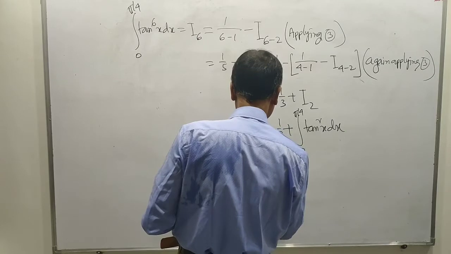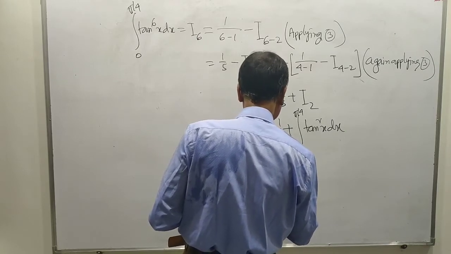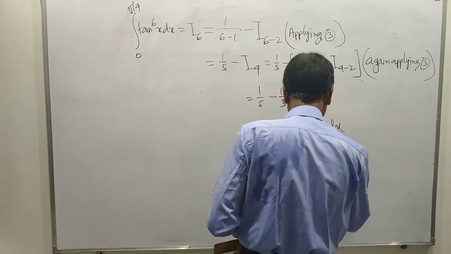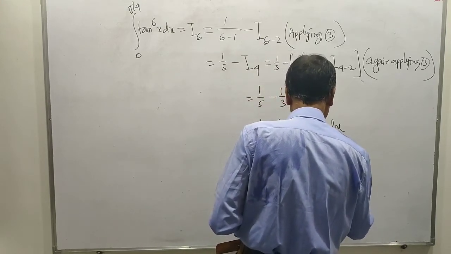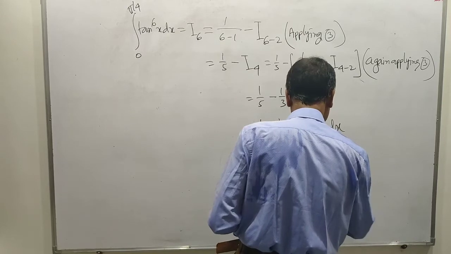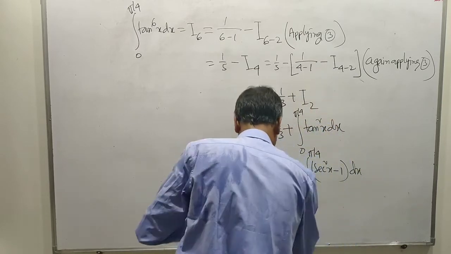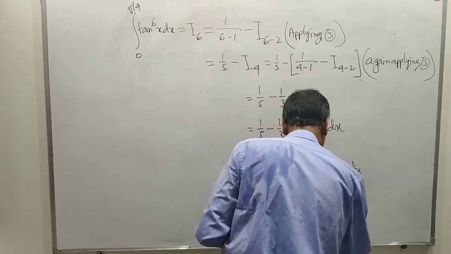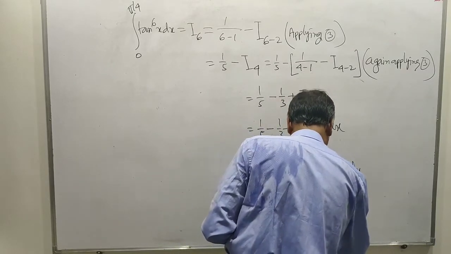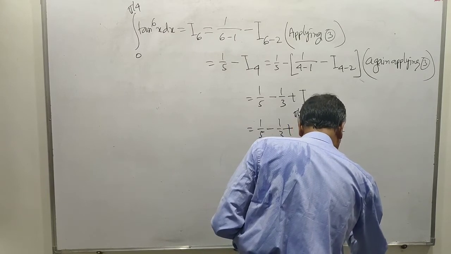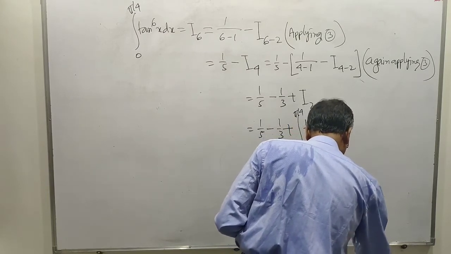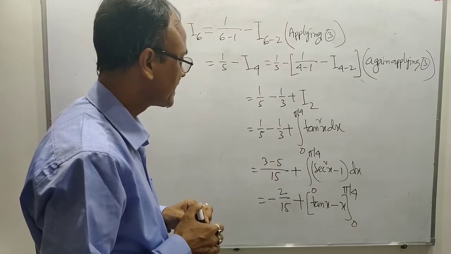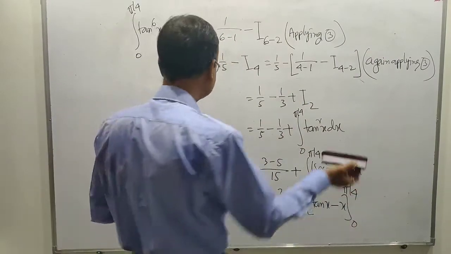This is equal to 1 by 5 minus 1 by 3 plus the integral from 0 to pi by 4 of sec square x minus 1 dx. We write like this. This is equal to minus 2 by 15 plus the integral, sec square x means you will get tan x minus x from 0 to pi by 4. Am I right? tan x minus x from 0 to pi by 4.